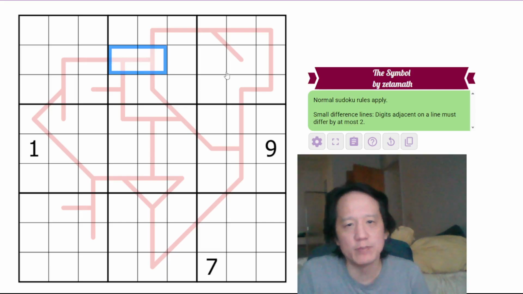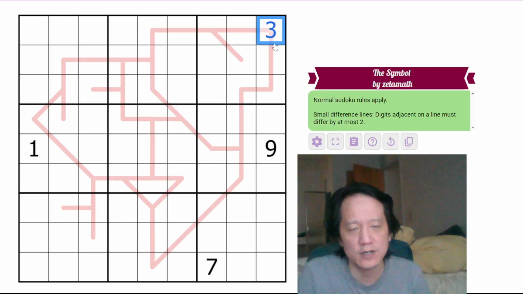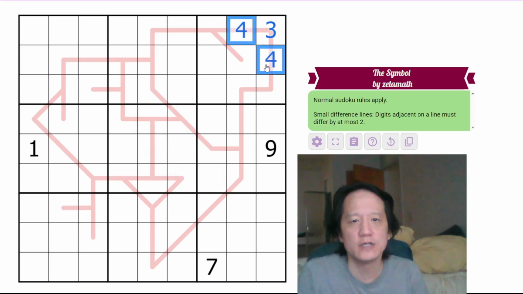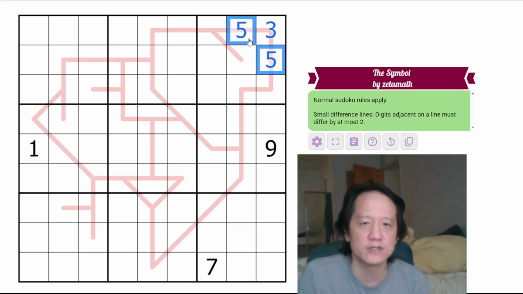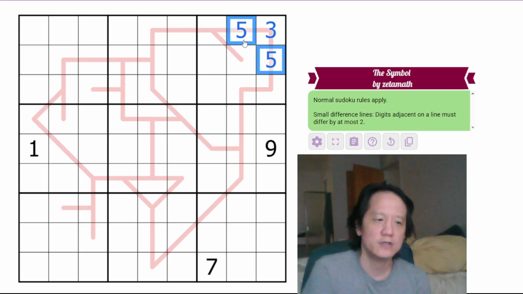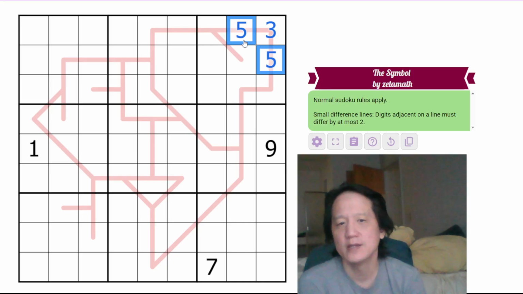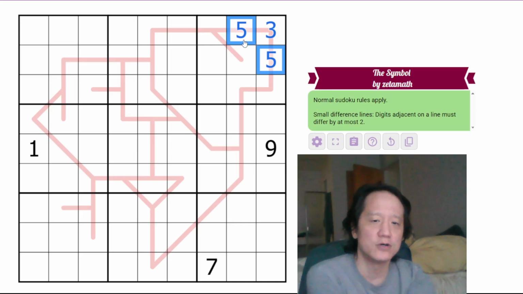So for example, if this were a 3, this would have to be 1, 2, 4, or 5 to be next to it on the small difference lines, because you must differ by at most 2. I've never actually done this type of puzzle before, so this should be interesting. Anyways, those are all the rules.